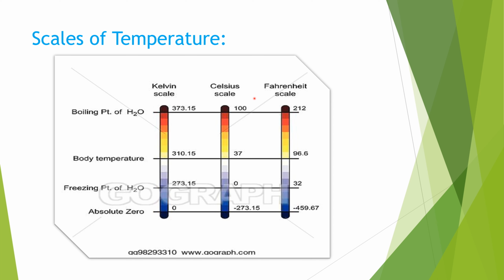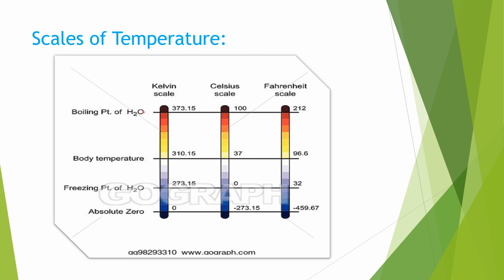Now, if we talk about the Celsius scale, the boiling point of water is 100 degrees centigrade. Human body temperature is 37 degrees centigrade. The freezing point of water or melting point of ice is 0 degrees centigrade, and absolute zero is at minus 273.15 degrees centigrade, or just minus 273 degrees centigrade if you round it off.